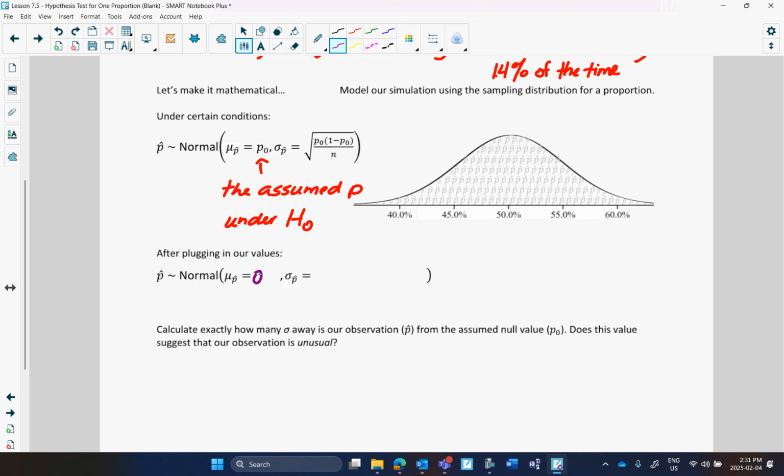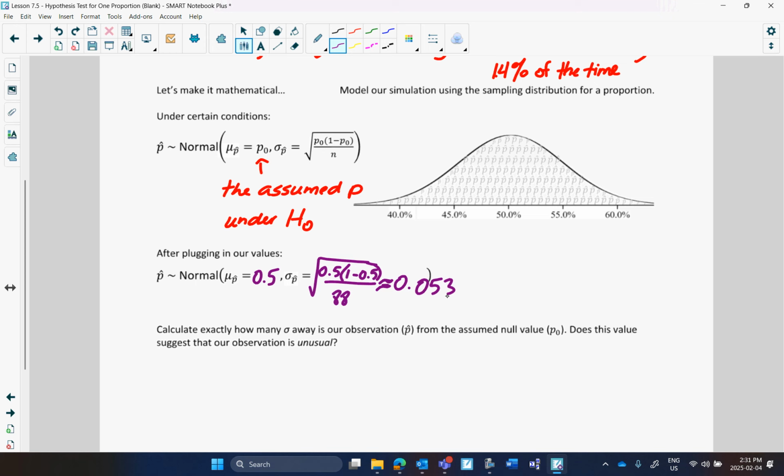So that means this is going to be 0.5. And this is going to be the square root of 0.5 times 1 minus 0.5 divided by the sample size, which is 88, which gives us a standard deviation of approximately 0.053, which kind of tells us something right there, that standard deviation is pretty small.